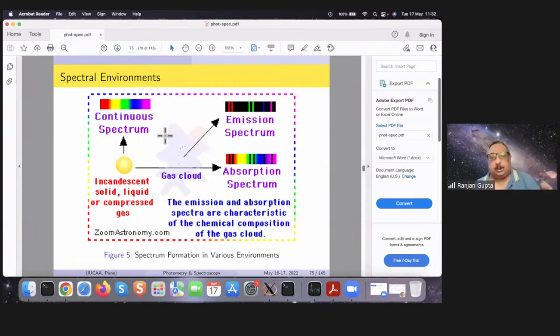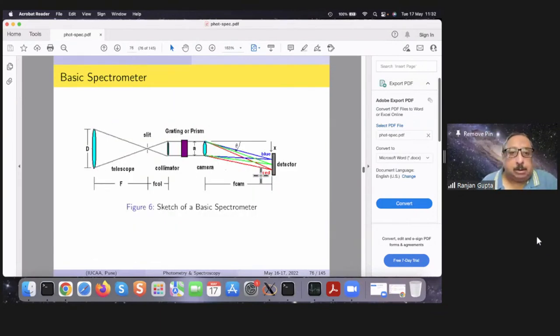Okay, we kind of stopped here where I mentioned the continuous spectrum. Suppose this is the core of the star and then you have a gas cloud around it. If the gas cloud is hot enough, it can have an emission spectrum, or if it is cold, then it will have an absorption spectrum. Now, we will talk about spectroscopy.